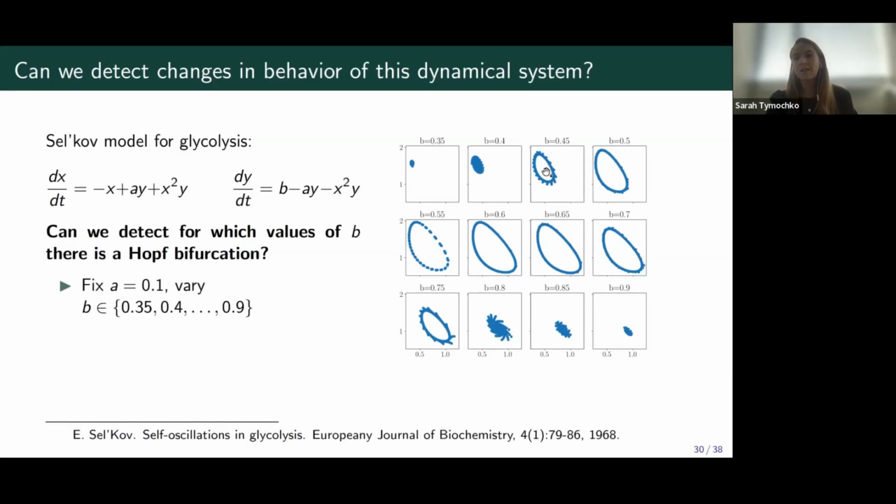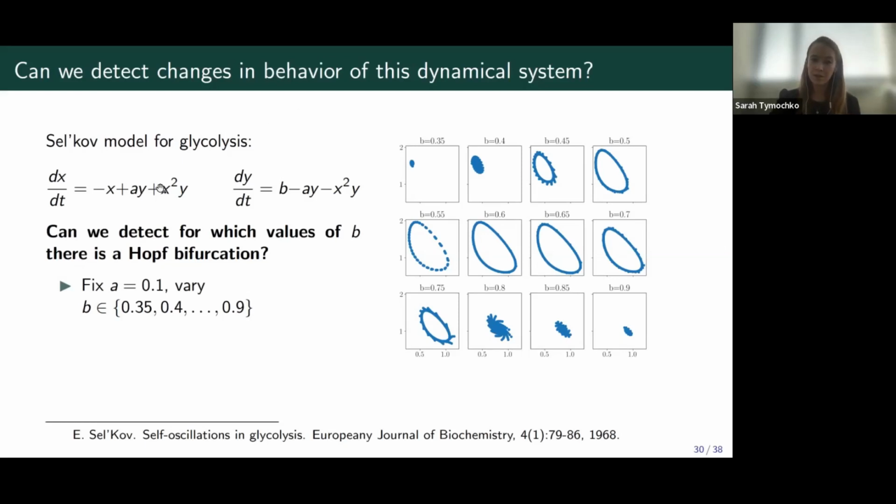So topologically, you can go from a collection of points really close together to a circular collection of points. This here is from the Selkov model for glycolysis. This is a model from biochemistry, which I do not know much of the biology about, but it's a typical example that people study when they look at Hopf bifurcations.